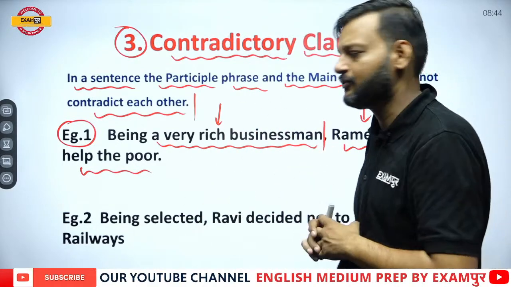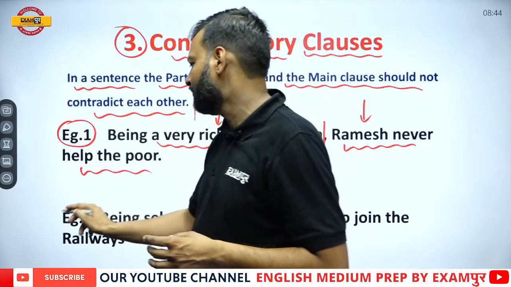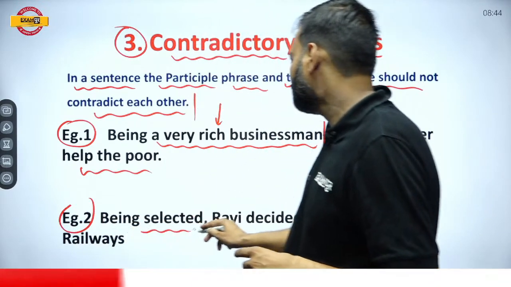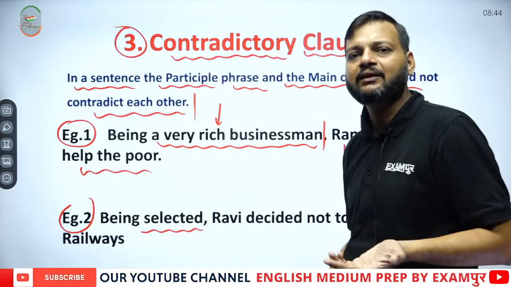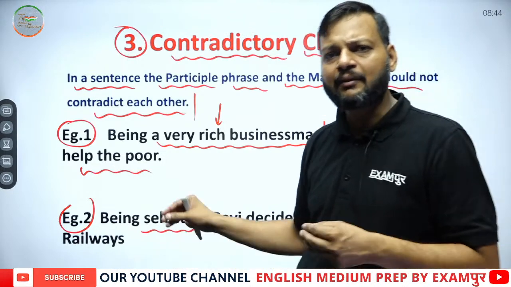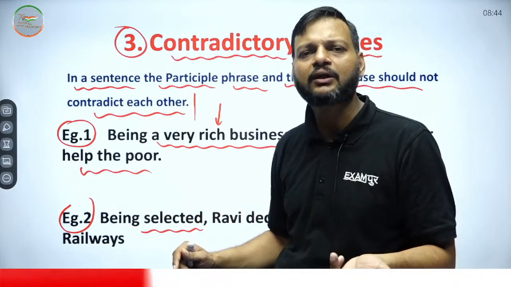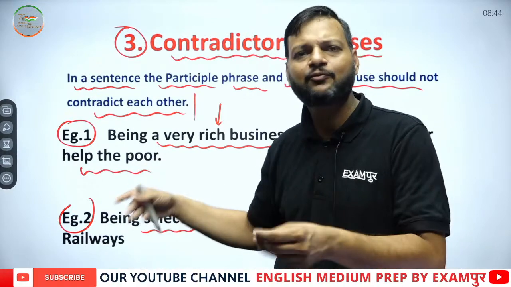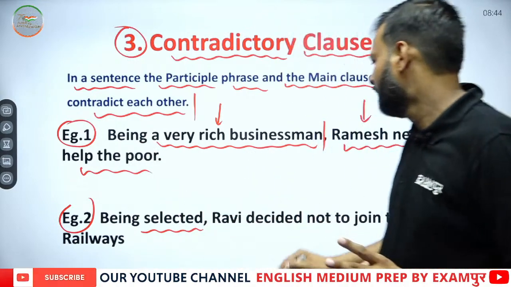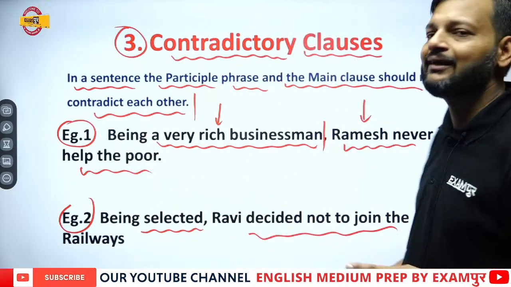And in the second sentence, "Being selected" means that whoever the subject is, he has been selected somewhere. Okay. "Ravi decided not to join the railways."